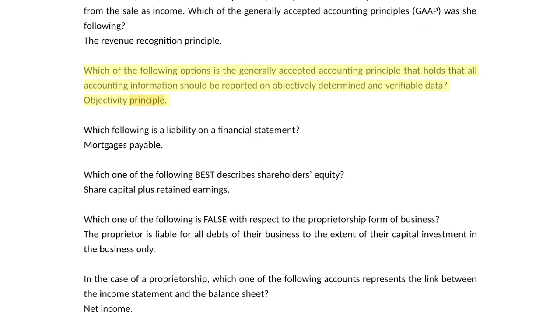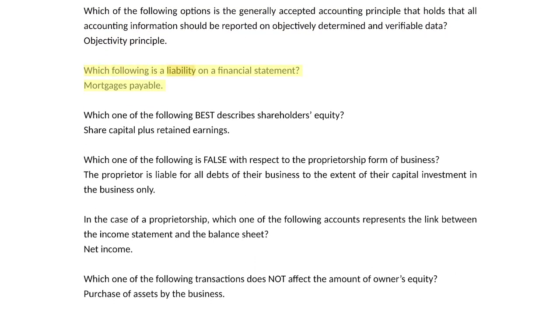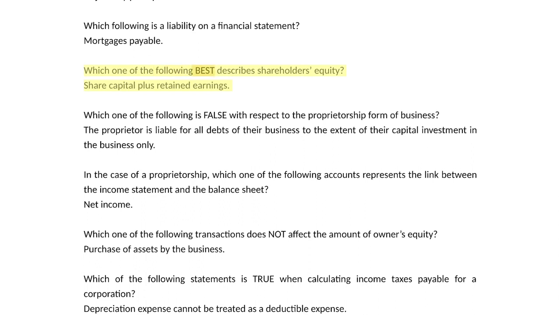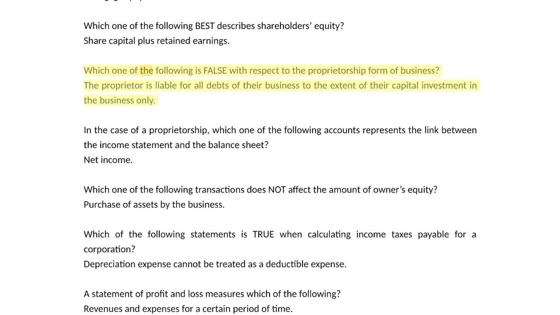Objectivity principle. Which of the following is a liability on a financial statement? Mortgages payable. Which one of the following best describes shareholders' equity? Share capital plus retained earnings. Which one of the following is false with respect to the proprietorship form of business? The proprietor is liable for all debts of their business to the extent of their capital investment in the business only.